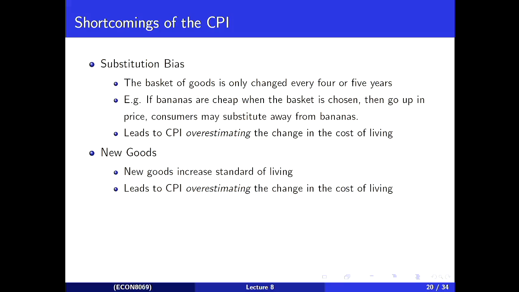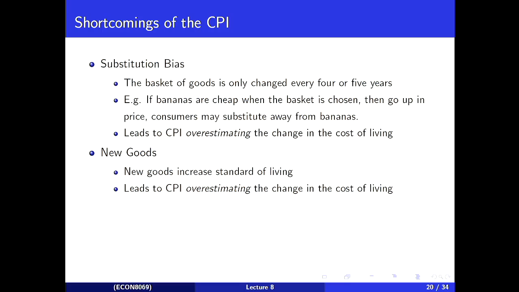Which means new goods necessarily increase the standard of living, but because, again, we have that fixed basket, new goods are not included in the CPI calculation. We don't see the new goods showing up anywhere in our CPI because we have a fixed basket of goods. And so people are better off, standard of living is increased, which is to say, to a certain extent, cost of living has fallen, but the CPI isn't taking that into account. And so once again, the CPI is overestimating the change in the cost of living.